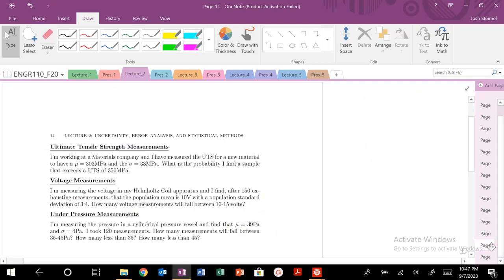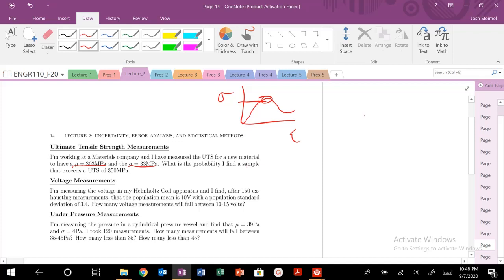So, ultimate tensile strength measurement. Working in a materials company, measure the UTS, ultimate tensile strength. So we know stress versus strain. For example, this is going to be our ultimate tensile stress, reading off the y-axis here. So we know that mu is equal to 303. Sigma, that's our population mean, population standard deviation. What's the probability of finding a sample that exceeds a UTS of 350?